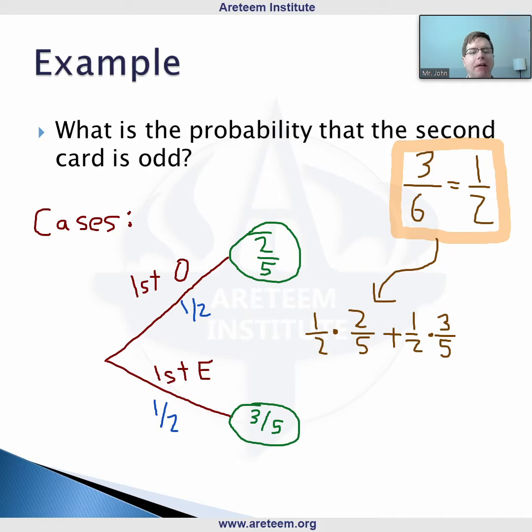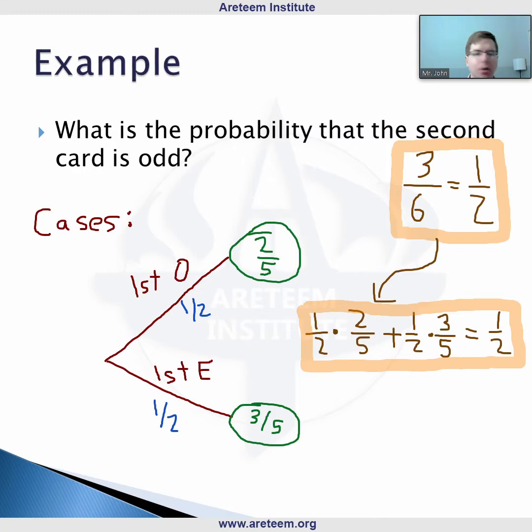So we have 1/2 times 2/5, that's 2/10. 1/2 times 3/5, that's 3/10. Adding them, we shouldn't be too surprised that this matches our same answer as before. We have a probability of 1/2 in this case.